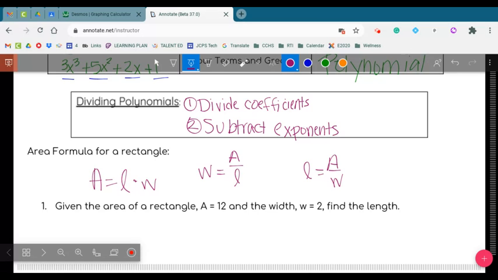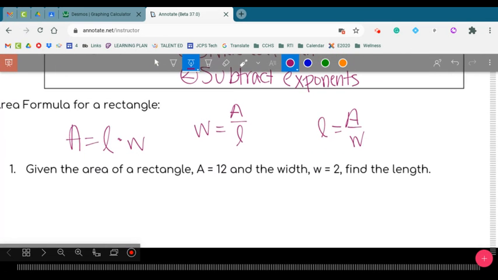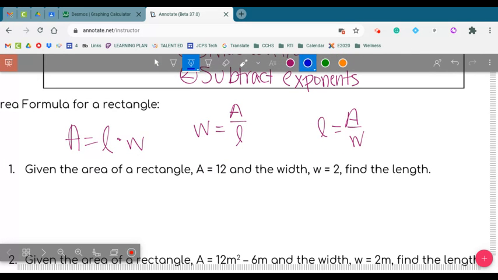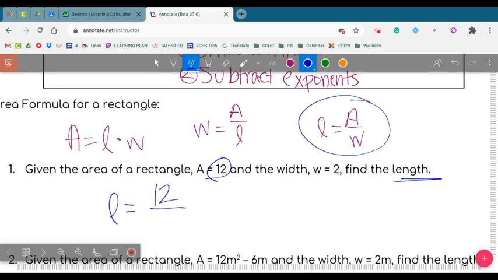So it says given the area of a rectangle 12 and a width of 2, find the length. So all we have to do, we have to find the length. So we're going to use this equation. So our length equals our area, which is 12, they gave it to us, divided by our width, which is 2. So this equals 6. So our length equals 6.